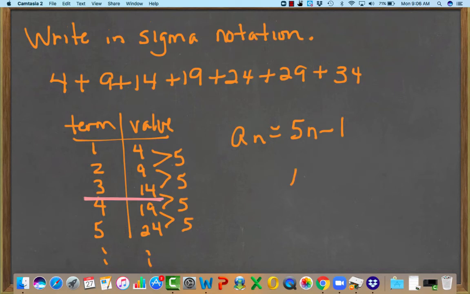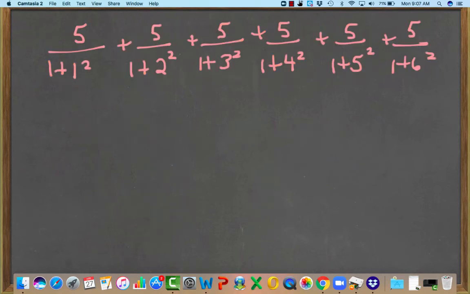Now I can write that in sigma notation. I know that this is 5n minus 1, and I just need to get my upper and lower limits. So if you'll look, we started with n equals 1. That's the first term. And if you count over, you'll find that you have a total of 7 terms. So I want to go from n equals 1 to 7 and add up 5n minus 1.